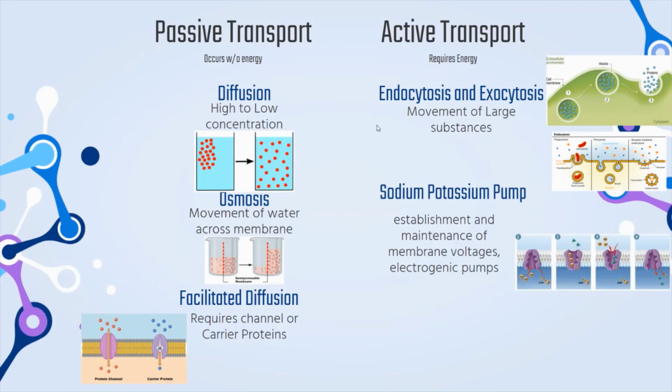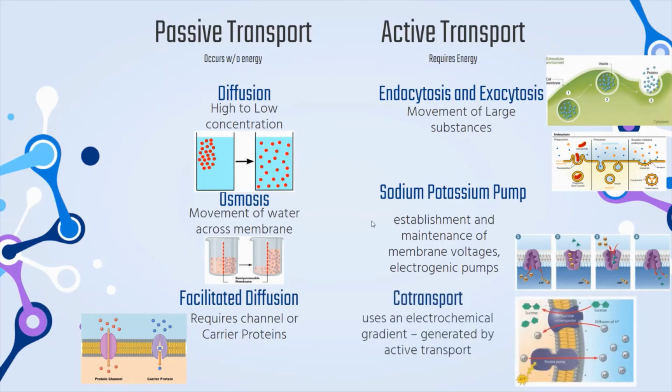The sodium potassium pump establishes and maintains something called the membrane voltage using things such as electrogenic pumps. So you can see in this diagram when you add sodium into the pump, you're going to use ATP, and that's going to require energy. And as these sodium exit the system, it's going to take in potassium, and that's going to maintain a charge within the cell.